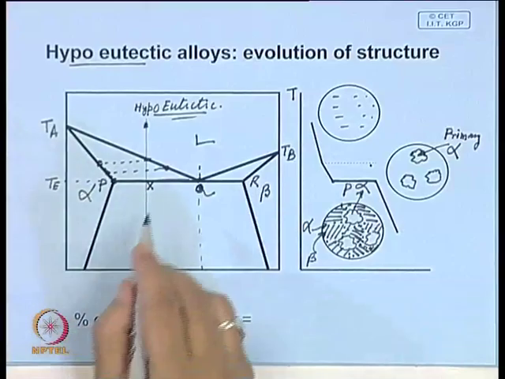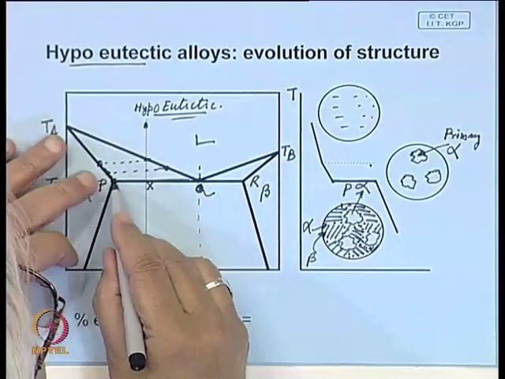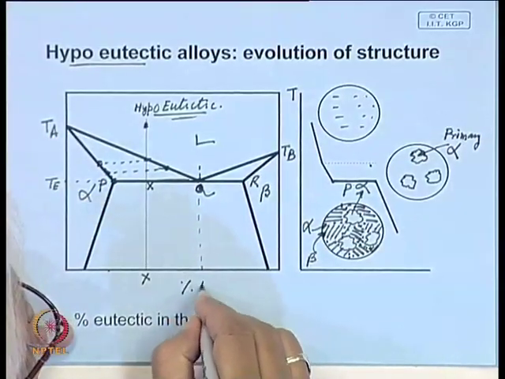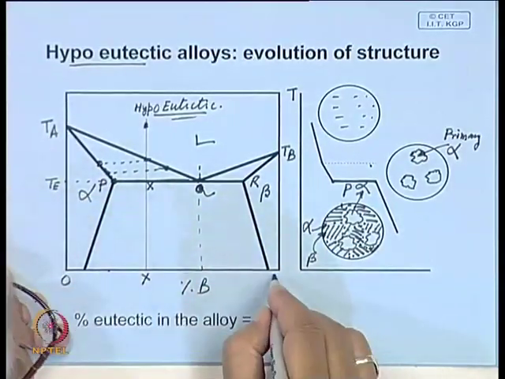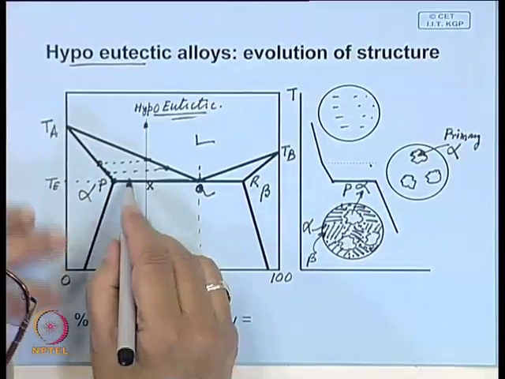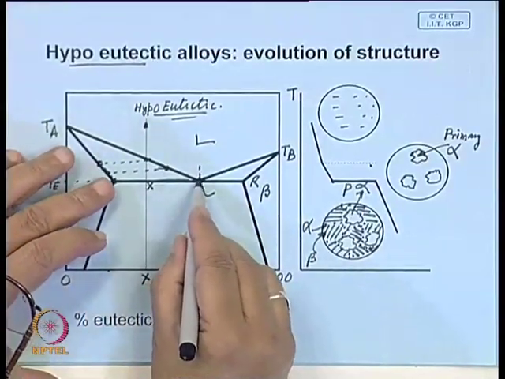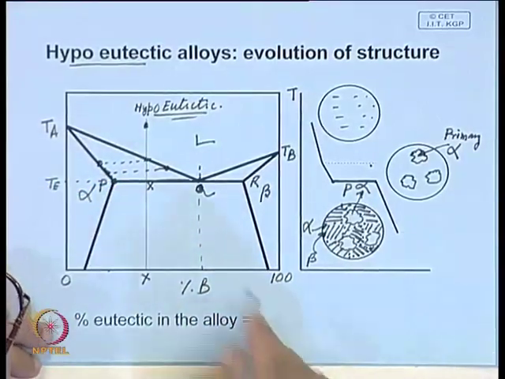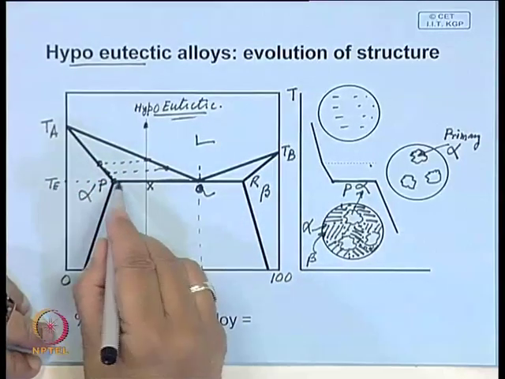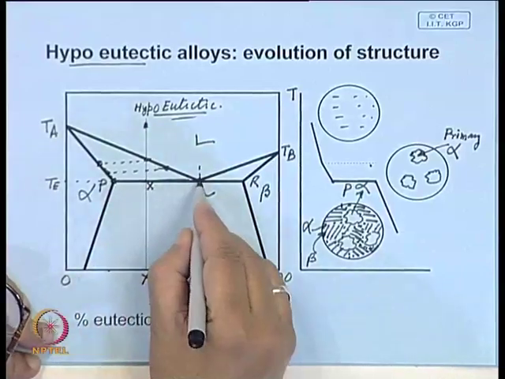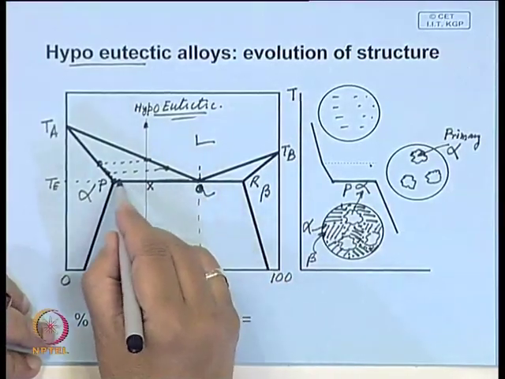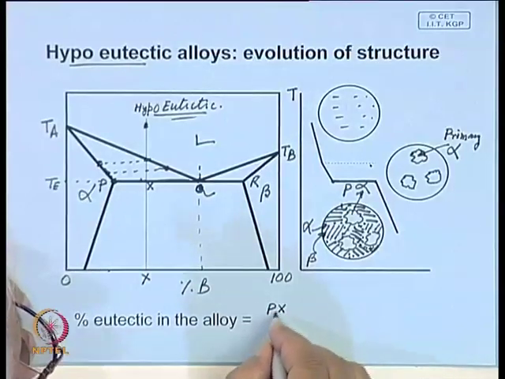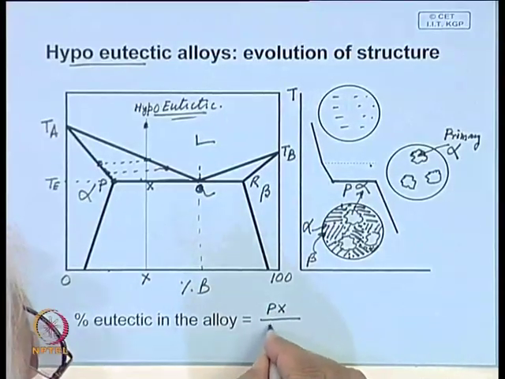So, what you need to do is read the coordinate P from this composition axis, percentage B, that is 0, this is 100, and this is the composition of the eutectic. The amount of eutectic in the alloy will be proportional to the opposite arm of the lever. This is the eutectic composition, and Px is the amount of eutectic. So, this is Px by Pq.